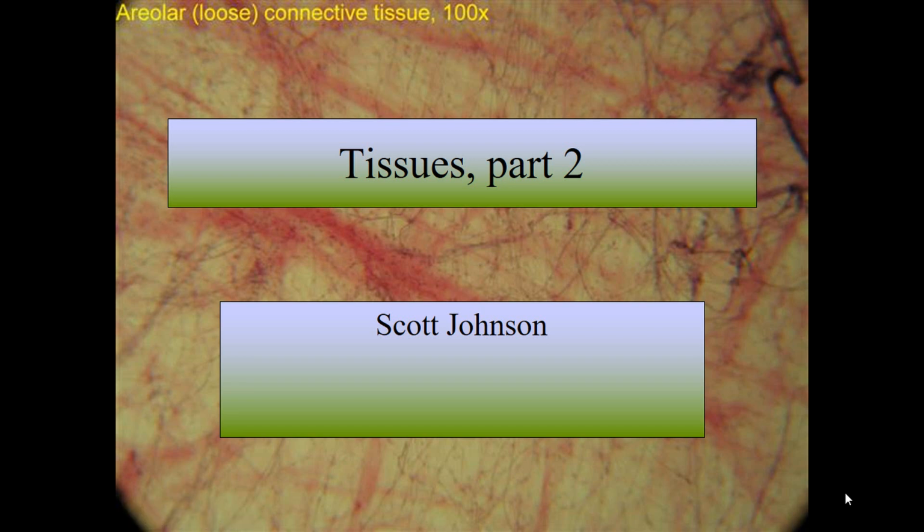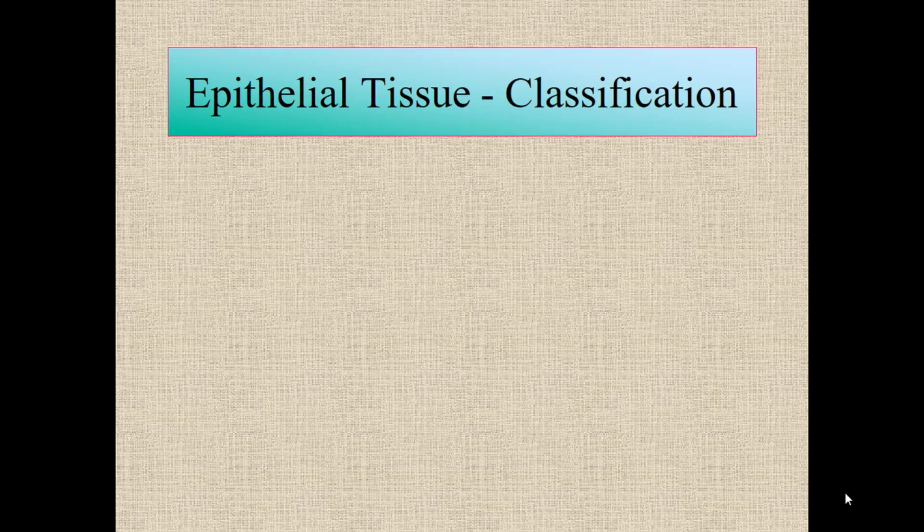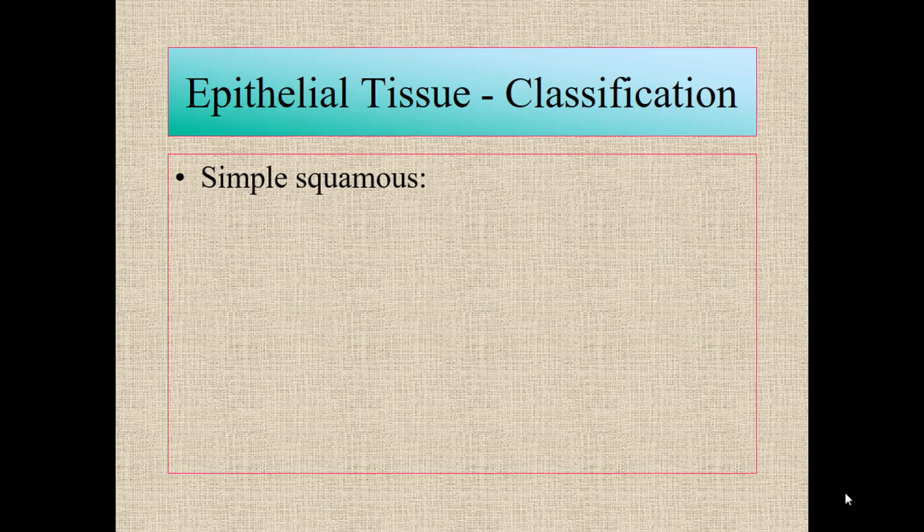Okay, this is part 2 of tissues. What we're going to be doing in this part is just taking a look at the classifications of simple types of epithelial tissue. So just remember, simple tells us that it is one layer. Squamous is a flattened cell, just as a refresher.